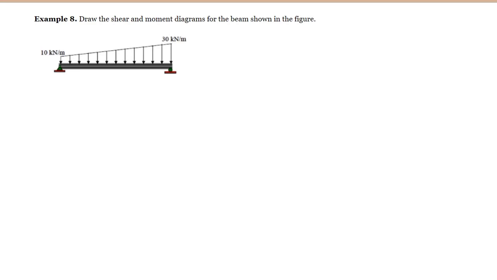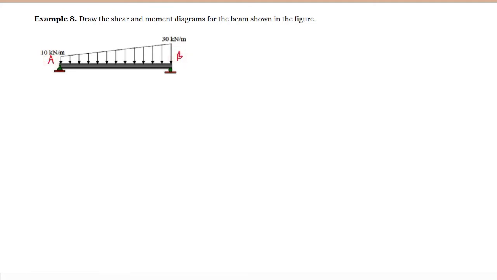Example number 8: draw the shear and moment diagram for the beam shown in the figure. As you can see here, we have a simply supported beam with the trapezoidal load over the span AB. So let us label this as AB.